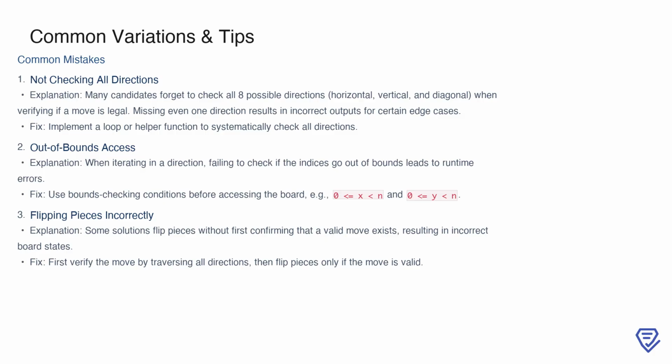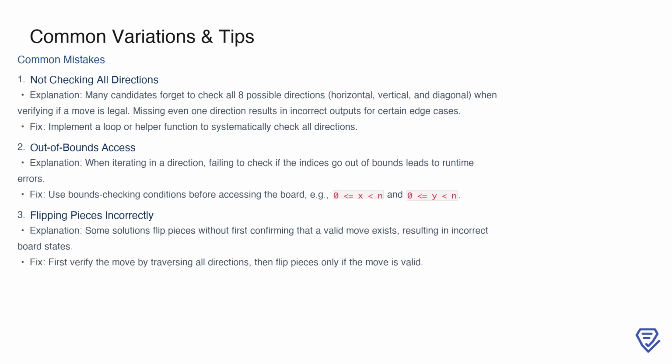To address this, you can use a loop or a helper function to systematically verify all 8 directions. Another frequent mistake involves out-of-bounds access. As you iterate in a given direction, it's crucial to ensure that your indices remain within the board's boundaries. Without proper bounds checking, you might encounter runtime errors. You can prevent this by using conditions like 0 <= x < n and 0 <= y < n before accessing the board.